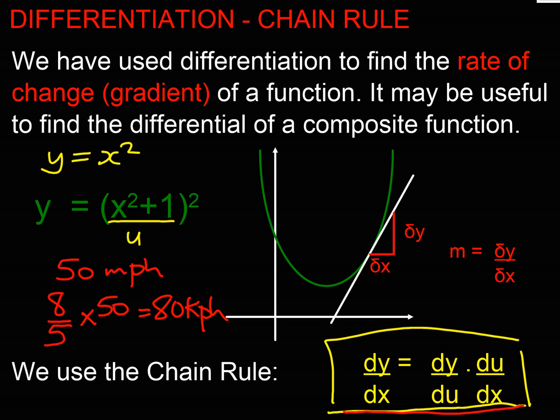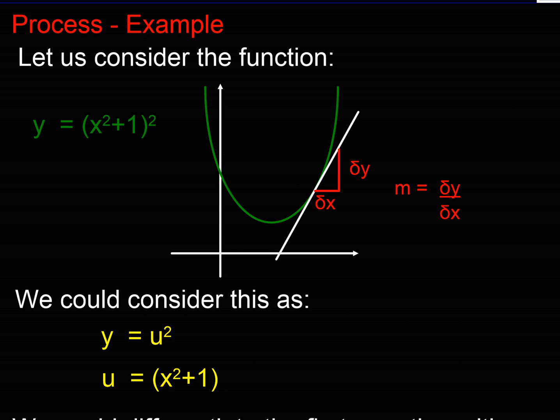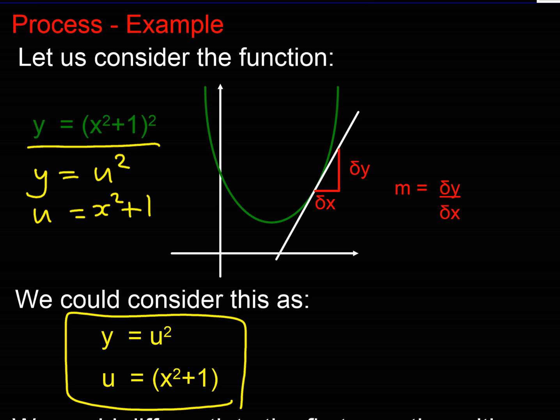So what I'm going to do now is take us through an example and see how it works. Okay, so here's our function y equals x squared plus 1 all in brackets squared, and what I'm going to do is turn that into two relationships. I'm going to have y equals u squared where u equals x squared plus 1. So everything in the bracket I've called u, and now I've got two equations.